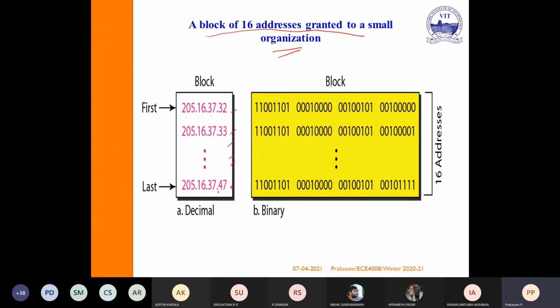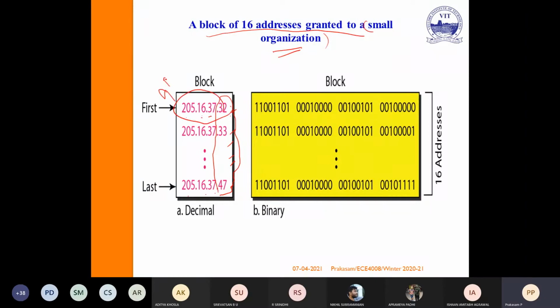205.16.37.32. So now this is the respective host address. Now in this example, 205.16.37.32 to 205.16.37.47 is the block of 16 addresses assigned to a particular small organization. So as per this, which one is the first IP address? 32. This is the first IP address.